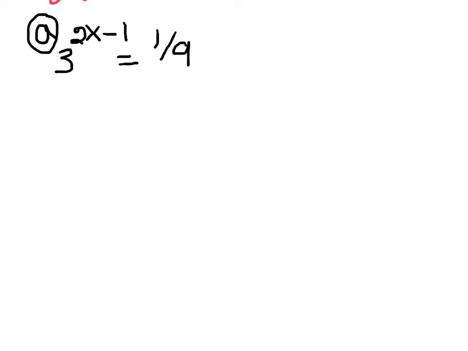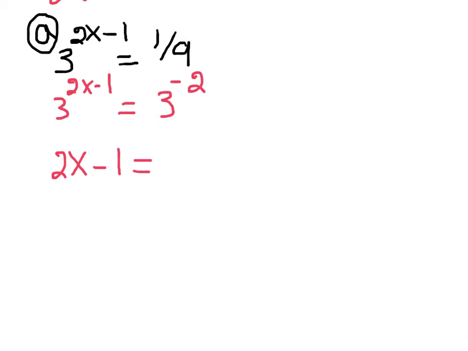Number 3, part A. What I want to try and see is if I can get the bases to be the same. So this is 3 to the 2x minus 1. 1/9 is 3 to the negative 2. The base is the same, make the power the same. 2x minus 1 equal to negative 2. That means plus 1 to both sides gives you 2x equal to negative 1, and x equal to negative 1/2.